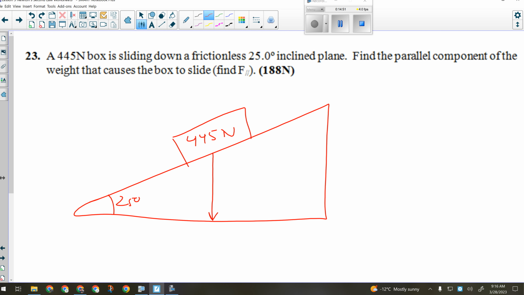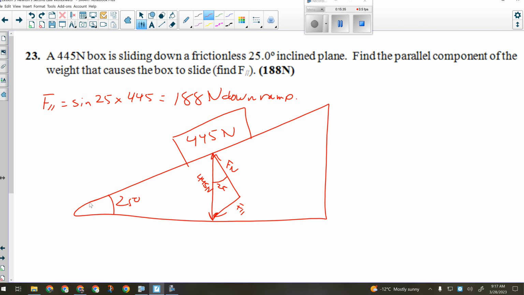So we know that this side is 445 newtons because it's the force of gravity. We've got this side here, which is F normal, and this side here, which is always going to be F parallel, which is the vector sum of the force of the plane pushing perpendicular and the force of gravity pulling the box down into the plane. To find F parallel, it's the opposite side. I have the hypotenuse, so F parallel is always calculated by taking the sine of the angle, in this case 25, and multiplying it by the force of gravity, in this case 445 newtons. When we do that, we should get 188 newtons down the ramp.